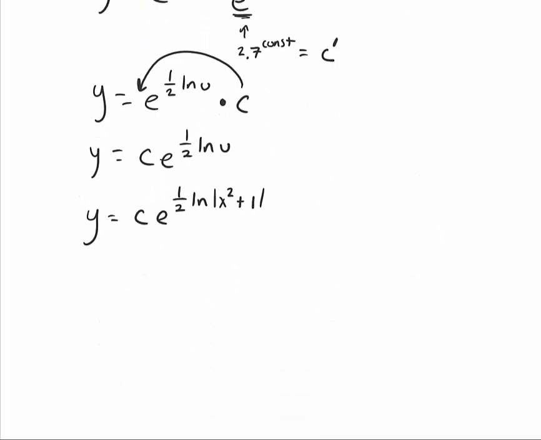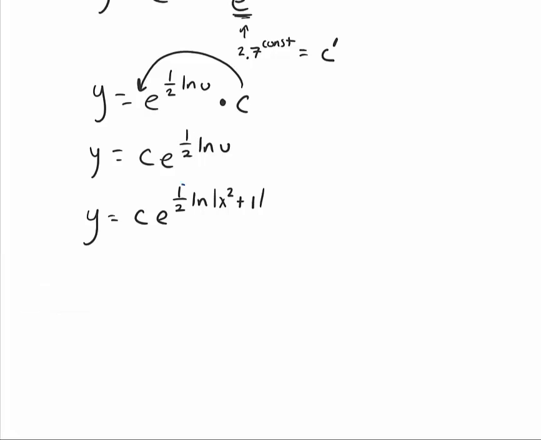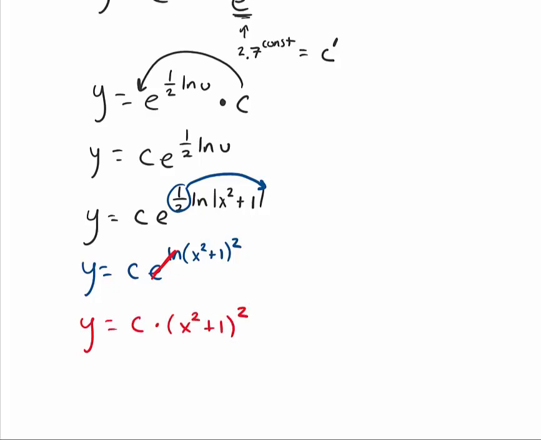And now with this 1/2, we have 1/2 ln of x squared plus 1. So we need to know our exponent logarithm rules. When we have anything with an ln, a log, a coefficient, the rule is it can come up here and turn into an exponent. So this gives us y equals c e to the power of ln of x squared plus 1 squared. And then when you have an e and an ln, like e to the power of ln directly, that cancels. So this becomes y equals c times x squared plus 1 squared.